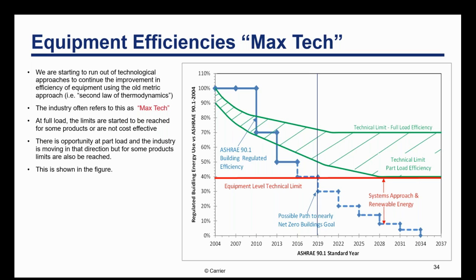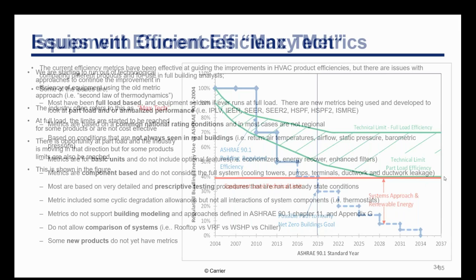So if you look at the top part of that curve, that's kind of the full load efficiencies, and on some products we're pretty much starting to approach the technical limit. So we started to look at annualized metrics, part load metrics, and that's the bottom part of the green curve. We have some more runway there that we can play with, but we're starting to run out of that in some products. So you're going to see more and more annualized and part load metrics, and then we're going to see different approaches on how we can get efficiency, and I'll talk about those. Let's go to the next slide.